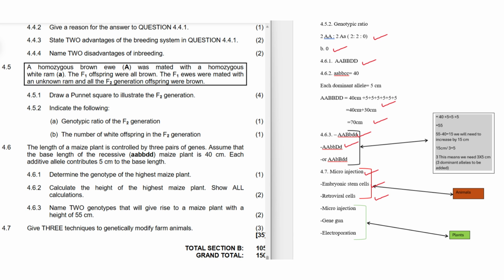So here we are dealing with the maize plant. The genotype, as I said earlier, a, b, d, they represent the genotype. So what will the genotype look like for the highest maize plant? That means we have to substitute these small letters with the capital letters A, B, D. So we are going to have dominant A, dominant B, dominant D. That is the genotype for the highest maize plant.